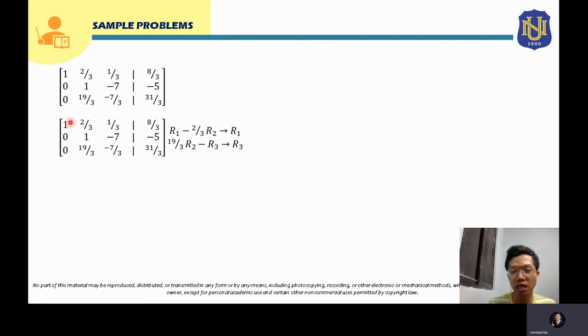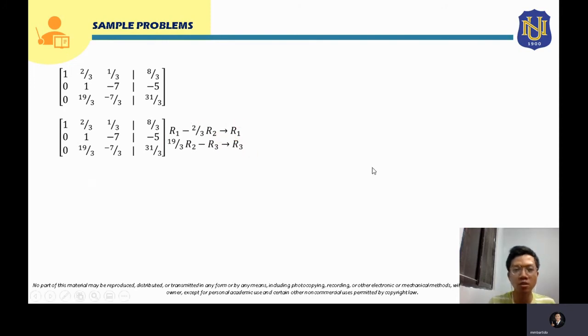So instead of 2/3 R2 minus R1, we will make it R1 minus 2/3 R2 instead. And that will become our new row 1. So we are going to use this. Now for this one, to cancel this, we have to multiply our second row by 19/3. So that will be 19/3 R2, and then we just have to subtract R3. So that will become our new row 3.